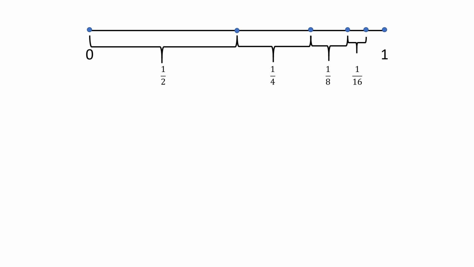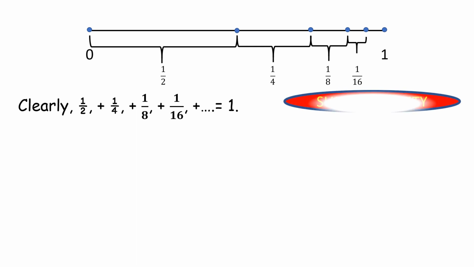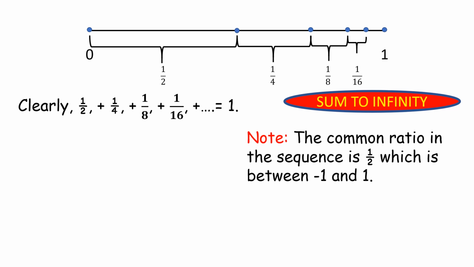As you can see from the number line, what does it tell us? Clearly, 1/2 plus 1/4 plus 1/8 plus 1/16 plus and so on equals 1. The sum that we got from the illustration is referred to as the sum to infinity. Take note, the common ratio in the sequence is 1/2, which is between -1 and 1.